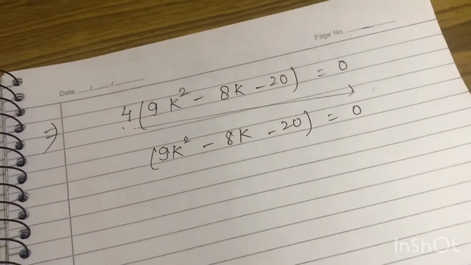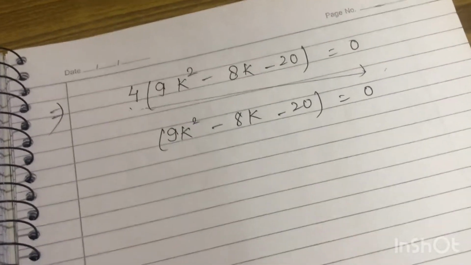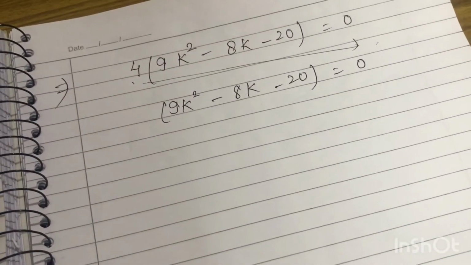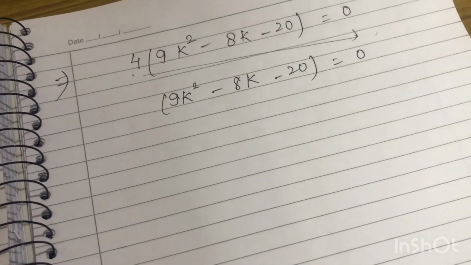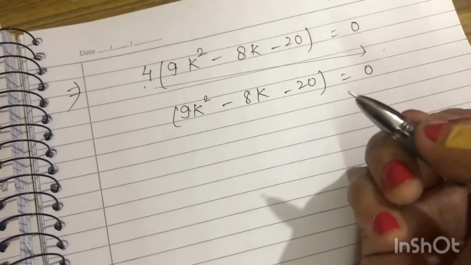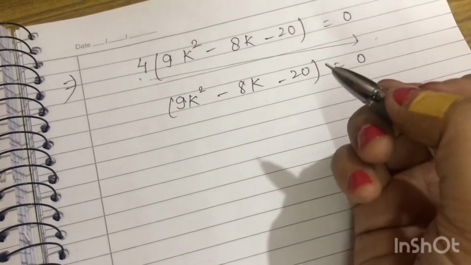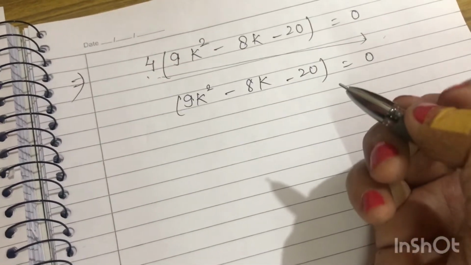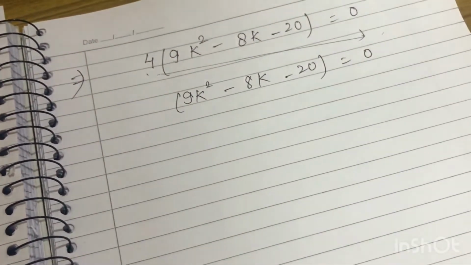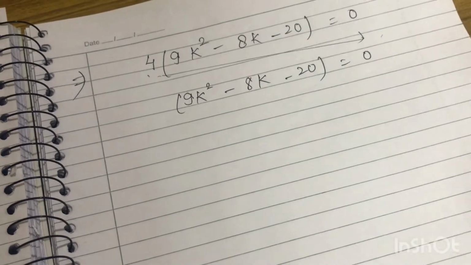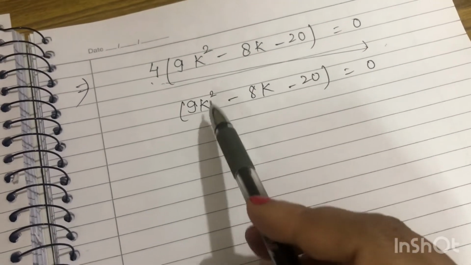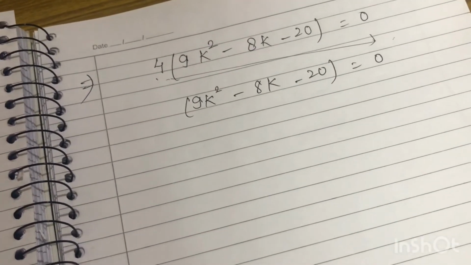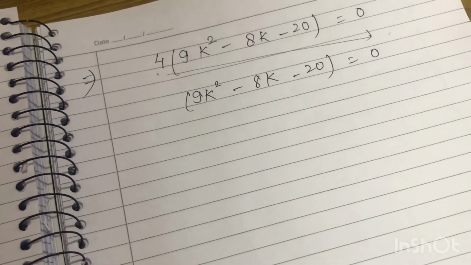Now to find the values of k, we will factorize this by using the splitting the middle term method. Okay, so how do we split the middle term? Or you can use quadratic formula as well to find the values of k. Since you can see here the degree is 2, so there will be 2 values of k. So I am using quadratic formula here.